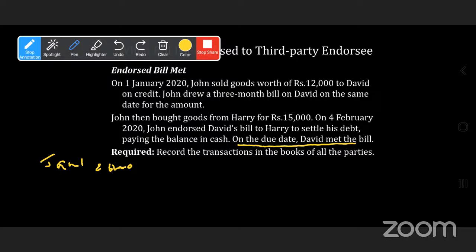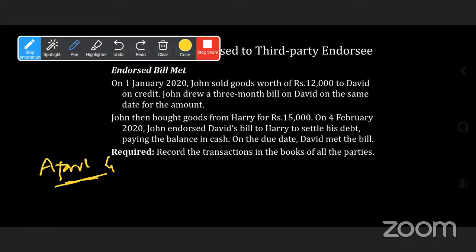First of all, tell me the due date. The bill is dated January 1st. From January 1st: January, February, March, so the due date is April 4th. Yes, very good. April 4th. So you should be very careful in writing this date. You have to be very clear about this.